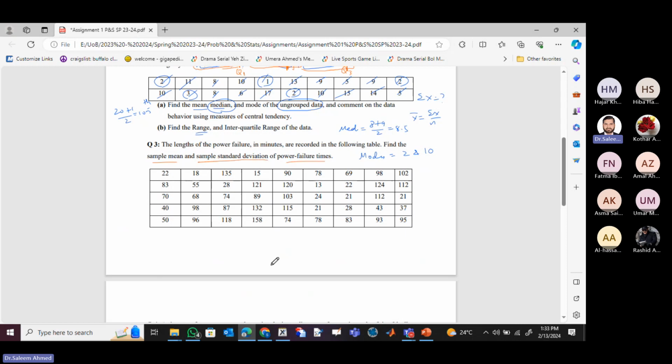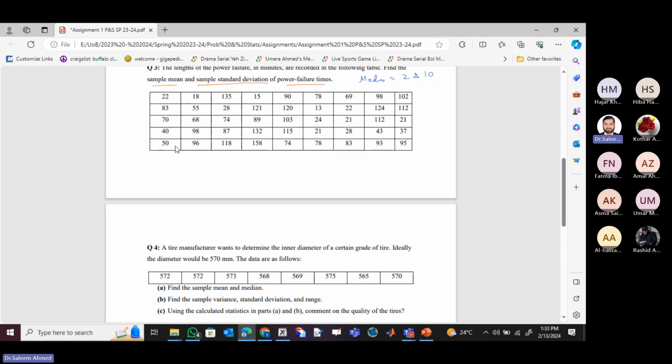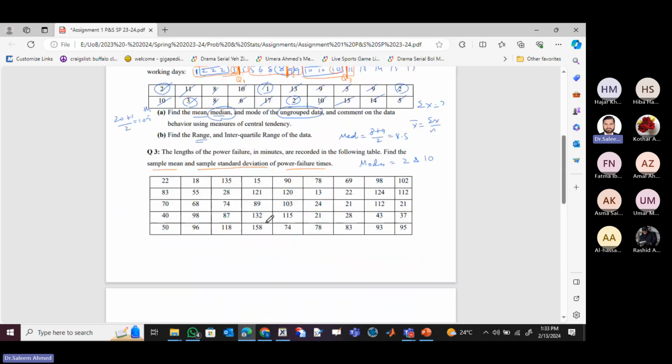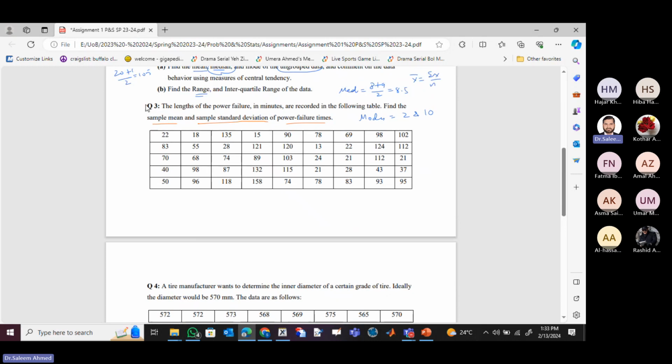So there are many values, 45 values, right? But they did not ask us to make a frequency distribution like in the first question. There were 40 values, but they said make a frequency distribution. So here again, I can use ungrouped. It is a sample mean, so it means X bar, summation X by N. And sample variance, which is S square, right?